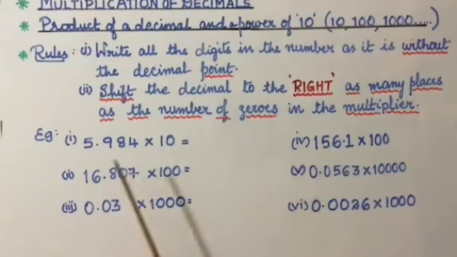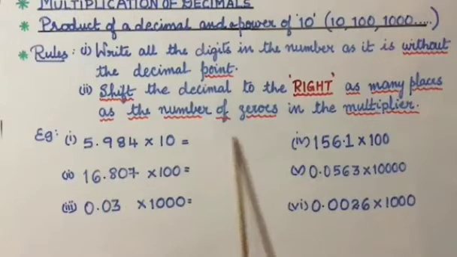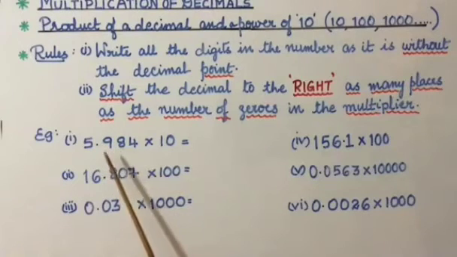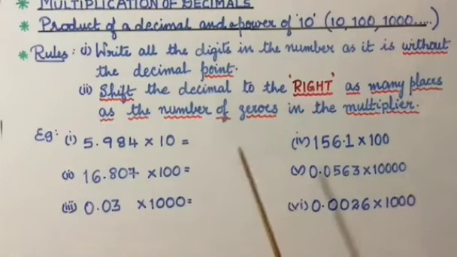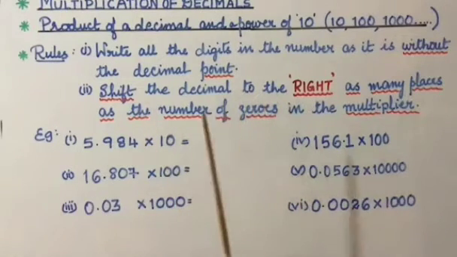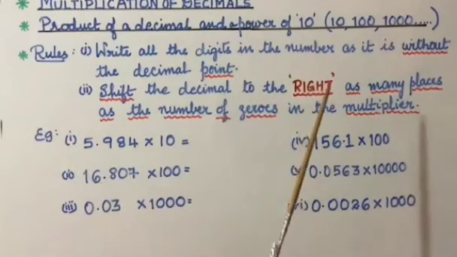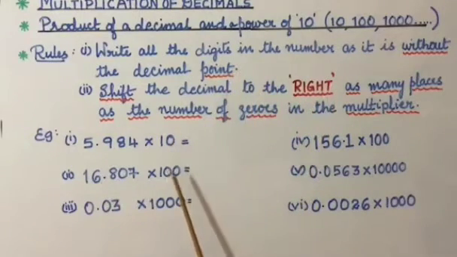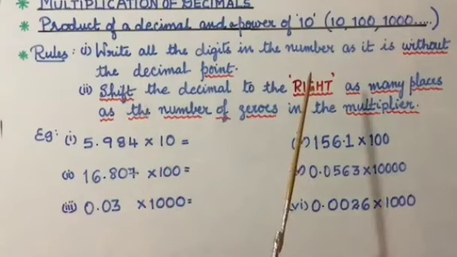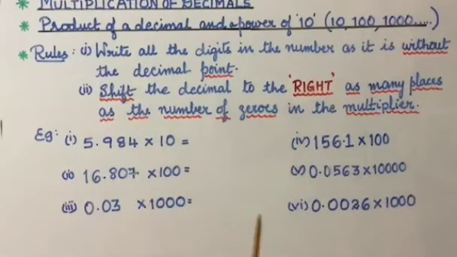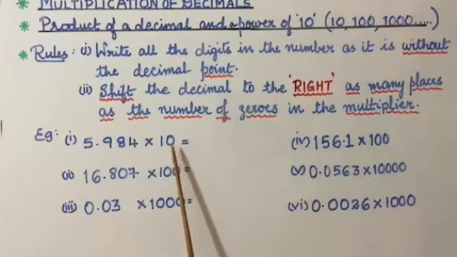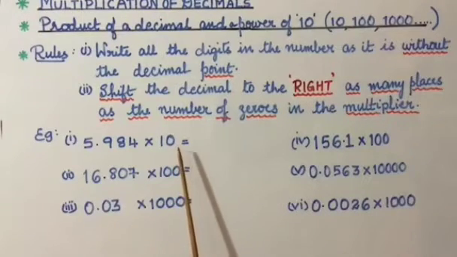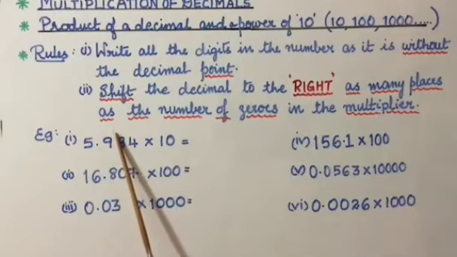All you need to do is write the number as it is without the decimal. So we remove this decimal, not here but here in the product, and then the rule says shift the decimal to the right side, to your right. In multiplication by powers of 10, you will be shifting the decimal to your right by how many? You might ask, how many places to shift? That's the question you all will get. So how many places you're going to shift is, if you have 1 zero, then you will be shifting only one place.